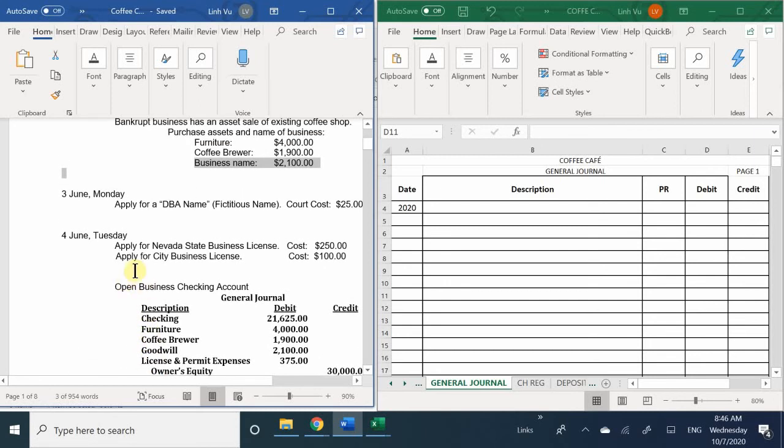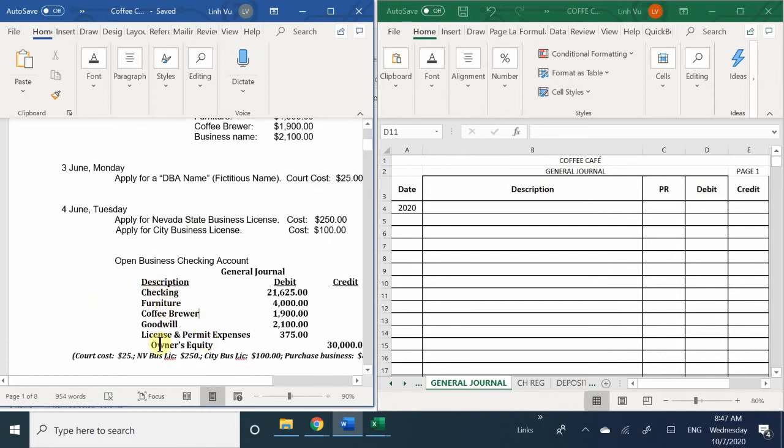We also need to record business license and permit expenses, because we had to pay for our Nevada state license as well as our local government license, or the city license, as we call it. We also had to make our name change, so that's going to be considered part of the licensing. I've listed out the accounts for you, but let's double-check in our chart of accounts that these accounts actually exist.